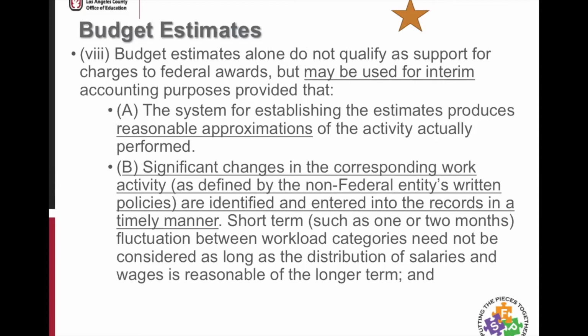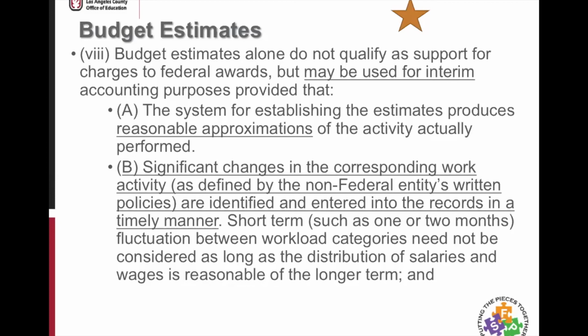You estimate a person's going to work 50-50. Well, maybe life changes and they work 75-25. So that budget estimate of 50-50 doesn't qualify to support those charges. Because you budgeted it doesn't make it true. The system has to show those estimates actually match what the employee has done.